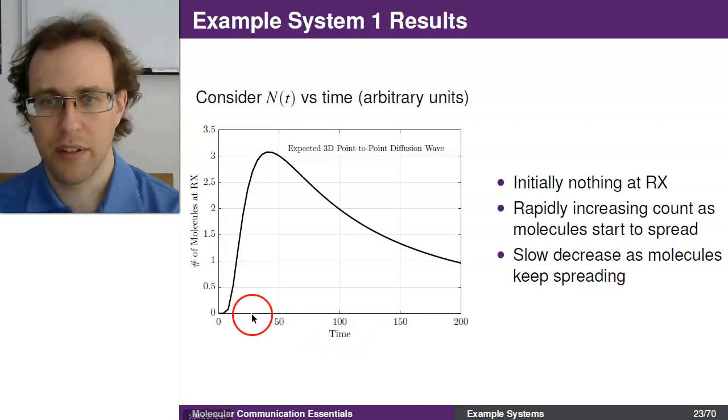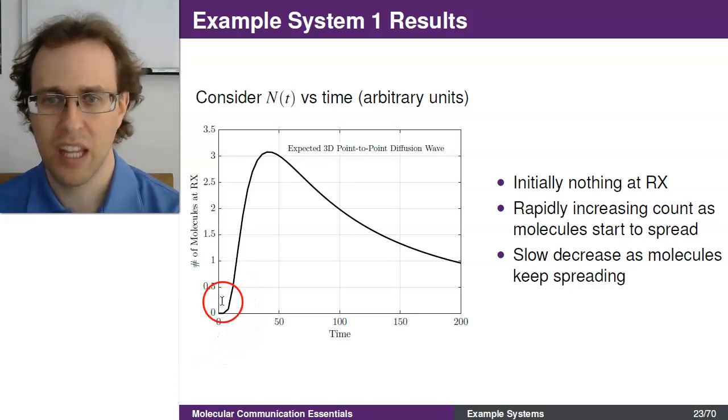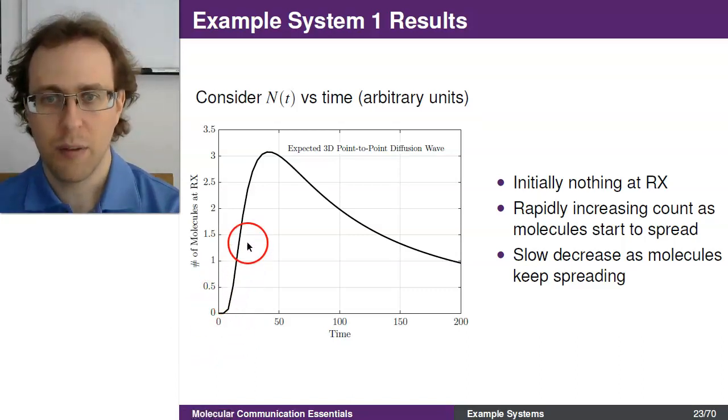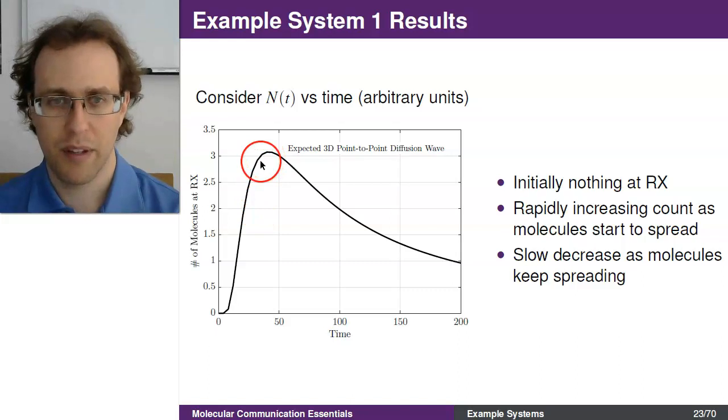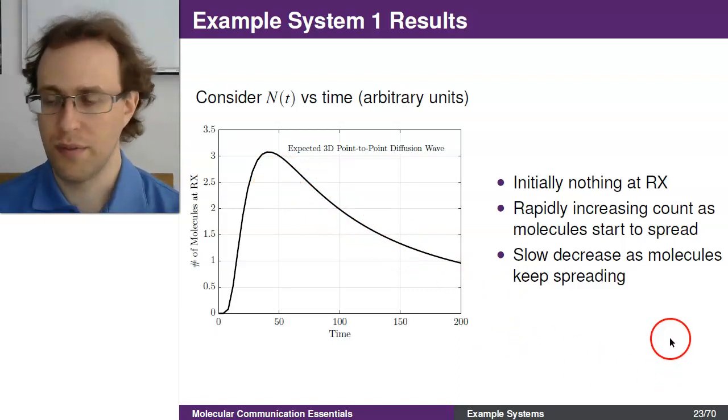But just to point out the dynamics here, initially we have nothing at the receiver since all the molecules are still at the transmitter and they have to diffuse around. Initially we get this rapid increase as the molecules start to spread, and some of them end up inside the receiver. But as they keep spreading over time, we eventually end up with a slow decrease as the molecules diffuse away.